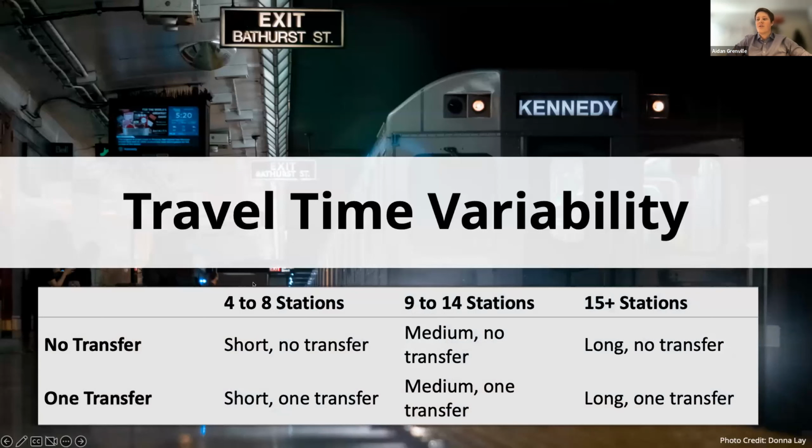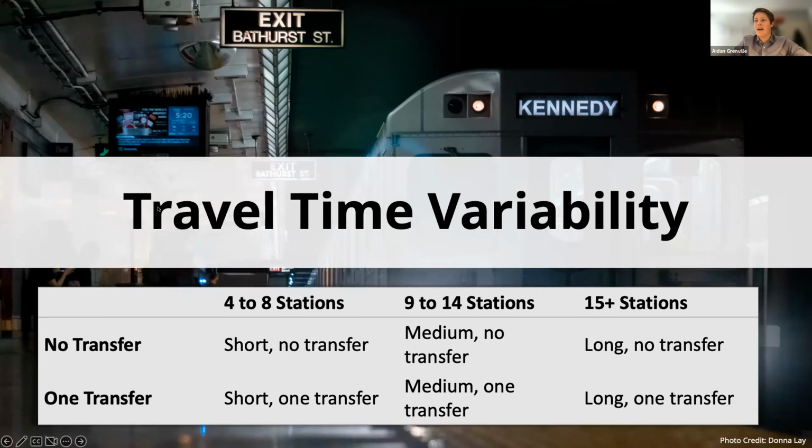The next investigation we had was travel time variability. This was something that we really wanted to look at because we know that travel time variability is a big factor in the user experience and perception of a transit journey. If you're not getting to your destination on time, and you're always either early or late, that really can decrease the utility of a transit system in someone's mind.